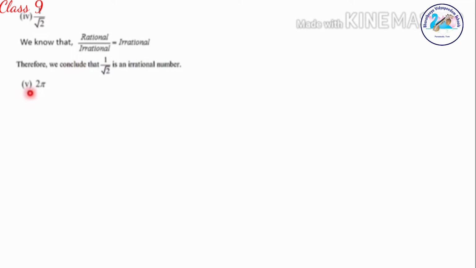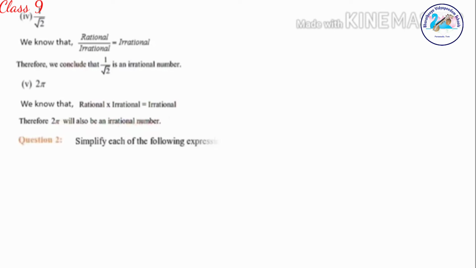Next is question number 5, 2 pi. Here also 2 is a rational number and pi, we know that pi is irrational. So a rational number into an irrational number. We know that rational into irrational is again irrational. So 2 pi is an irrational number.